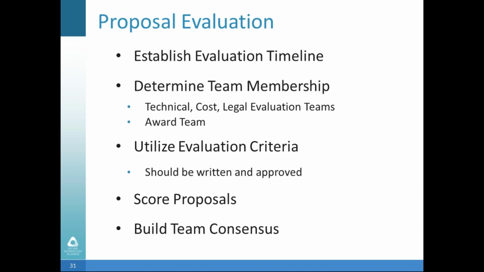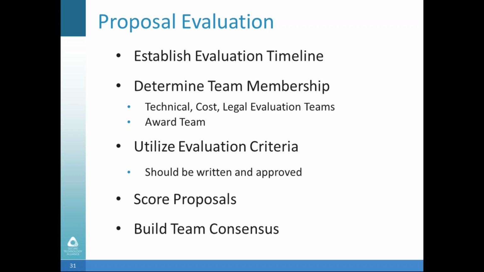Okay, the biggest part of the cycle is the proposal evaluation. It's important to establish an accurate timeline that will affect cost. If you let those things slip, that can really throw your funding out of whack. You want to determine team membership. That includes the technical team, the cost team, a legal team, and an award team. And occasionally there are some other teams that may be involved, as the procurement may require.